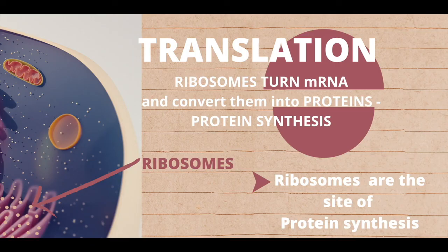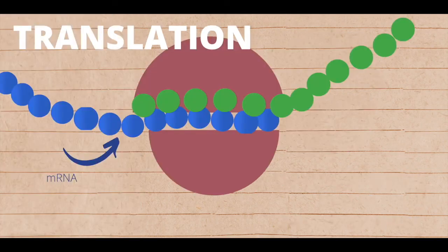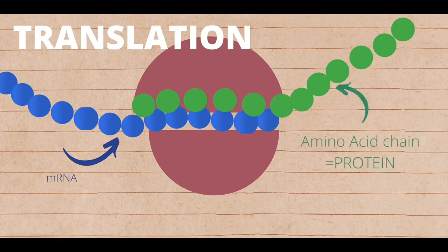Basically, what happens here is translation. And remember, translation is the second part of protein synthesis. It's when mRNA goes into the ribosomes and it is translated into amino acids. And remember that amino acids are what make your proteins. So translation here happens in the ribosomes, and it is the site of protein synthesis.